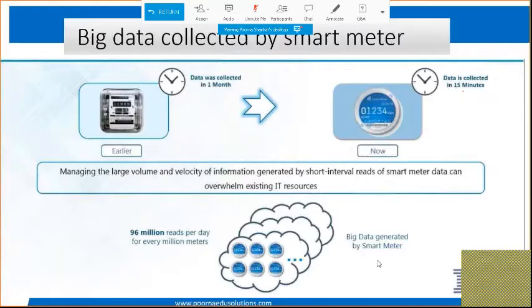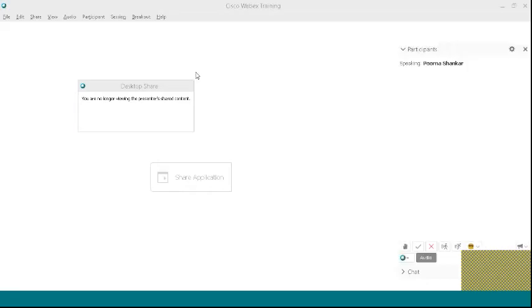What they did in one particular city in the US, they took it and observed the power consumption. Earlier, they had a normal meter where the power consumption reading was taken only once every month, and people used to pay the electricity bill. Later, IBM installed a smart meter. With the smart meter, the data was collected every 15 minutes.